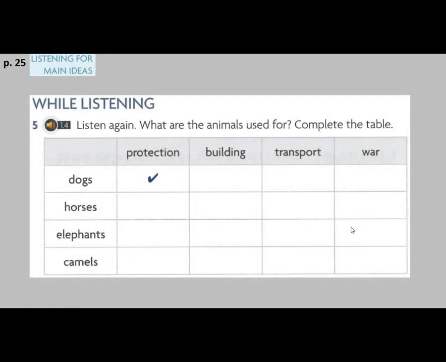So now, on the same page 25, you are going to listen to this one more time. This time you are going to listen for main ideas. What are the animals used for? These two people, Amy and Dr. Kurian, mentioned dogs, horses, elephants, and camels. Are they used for protection, building, transport, or war? So listen to this one more time and put check marks if you hear, for example, dogs used for buildings, transport, or wars. Stop this video now, go back, listen to the debate again, and put your check marks. I will give you the answers in a few minutes.